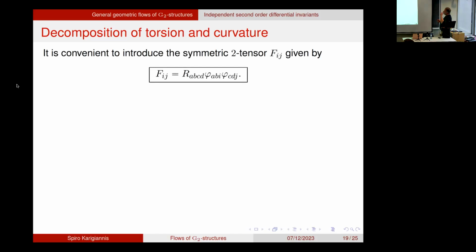It's going to be convenient to introduce this symmetric 2 tensor. If I take the curvature tensor and I contract with phi on the first 2 indices and with phi on the last 2 indices, this is obviously symmetric in I and J. And you can show that this W27, which was on the previous slide, I didn't show you the formulas for that, they're horrendous, but it's basically expressible in terms of F, R, and traceless Ricci. And the advantage of that is this is a lot easier to deal with than W27.